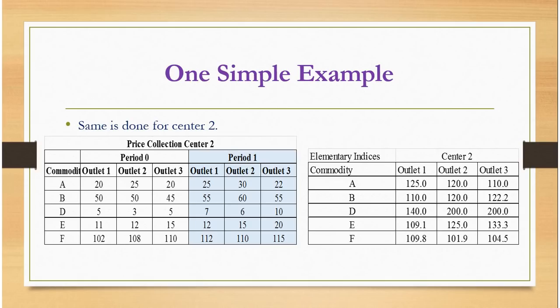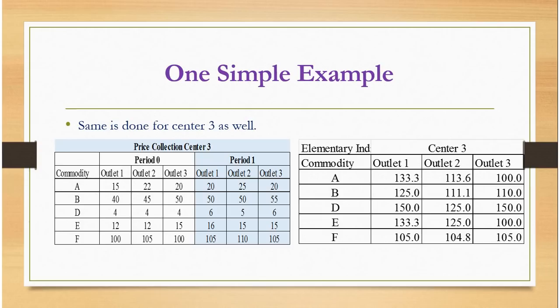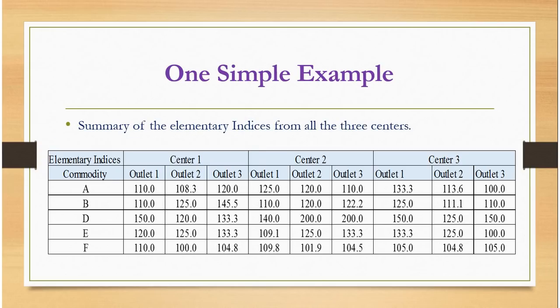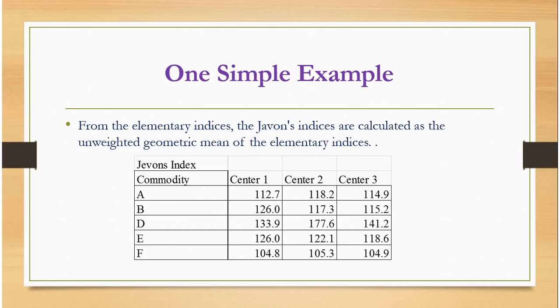Again, we do the same story for price collection center 2 and the same for price collection center 3. This gives us the elementary indices from all the price collection centers. So the elementary indices from 3 different outlets from center 1, from 3 different outlets from center 2, and from 3 different outlets from center 3. And this is done for all commodities.